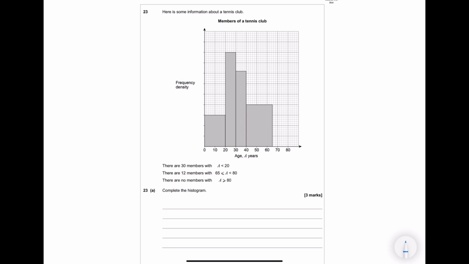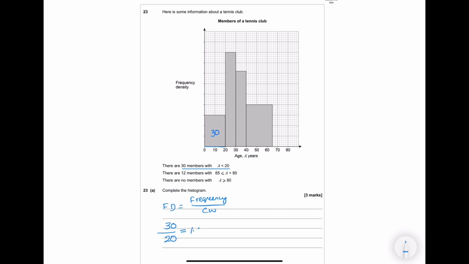On this histogram we have age on the x-axis and frequency density on the y-axis, and there are conditions to complete the histogram. There are 30 members with age less than 20, and 12 members between 65 and 80, and there are no members over 80. Now we don't have the scale for frequency density, so we need to work out the frequency density scale first. The formula is frequency density equals frequency over class width.